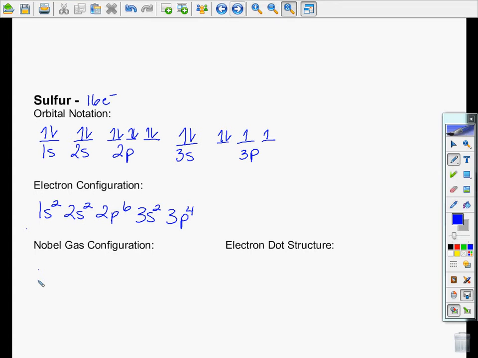So all of these right here, we can use neon to represent the core electrons, right? And then our valence electrons are 3s2, 3p4. So how many valence electrons does sulfur have? Six. 2 plus 4, 6, right? So for our dot structure, S for sulfur, 1, 2, 3, 4, 5, 6. Then you put 1 on each side, then if you have more than 4, go back and pair them up. It doesn't matter which side you start on.